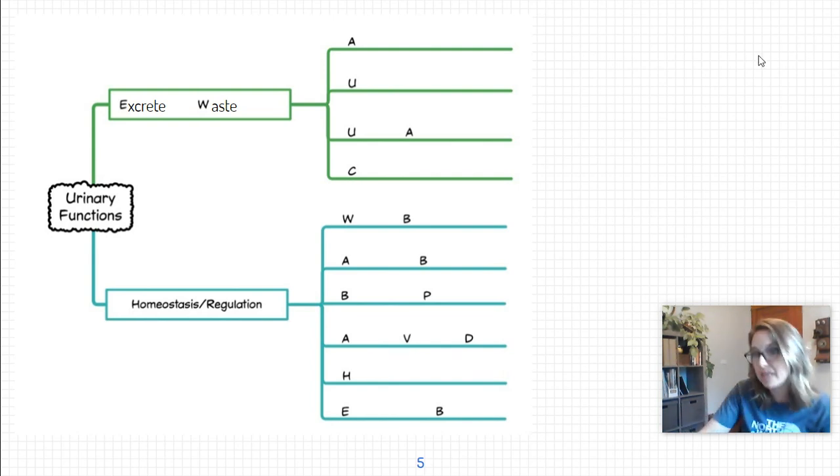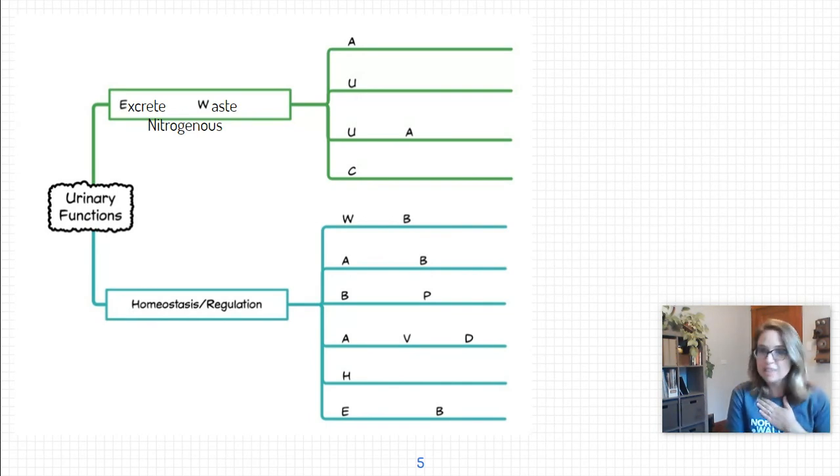All right, so what do we get rid of? What are we trying to get out of our bodies? Another word for those wastes is nitrogenous wastes. These are nitrogen-based wastes. We've mentioned this in previous units, especially at the beginning of the year. These are the wastes I make.